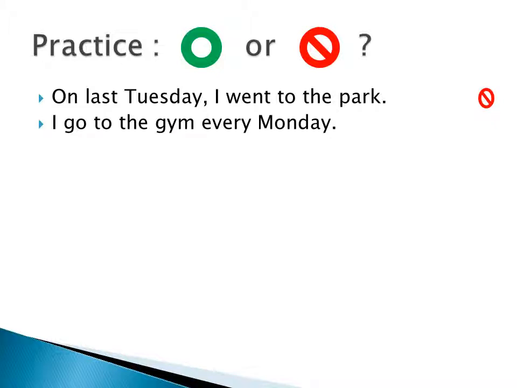Next phrase. I go to the gym every Monday. That's correct. We have every Monday. That's like a time preposition in front of Monday. And we don't have anything else, in, on, at. Correct. Next phrase. I went to Hawaii in March. Okay, March is a month. So a month is a long time. In March is correct.